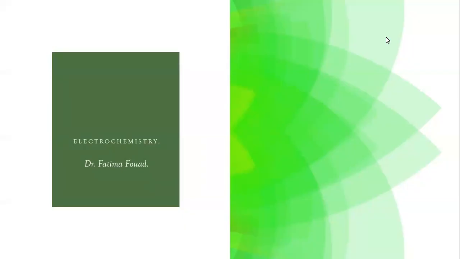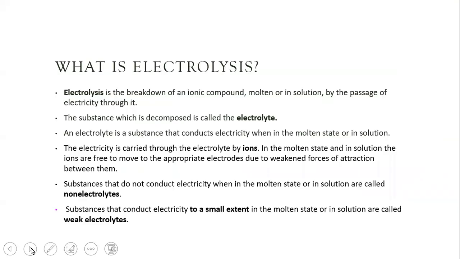Our topic is electrolysis, right? So what exactly is electrolysis, or what are we talking about when we're dealing with electrolysis? Electrolysis is basically, let's say you have a compound. First things first, electrolysis is always of an ionic compound.